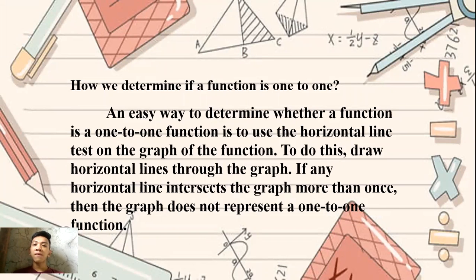How do we determine if a function is a one-to-one? An easy way to determine whether a function is a one-to-one function is to use the horizontal line test on the graph of the function. To do this, draw horizontal lines through the graph. If any horizontal line intersects the graph more than once, then the graph does not represent a one-to-one function.